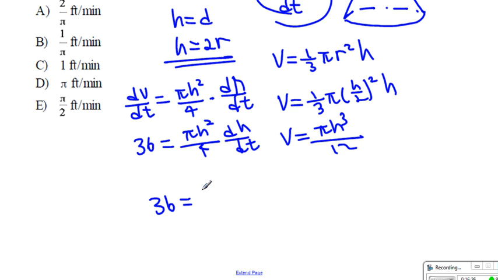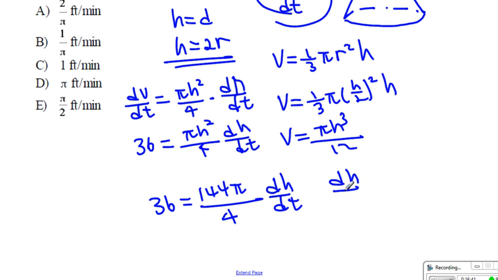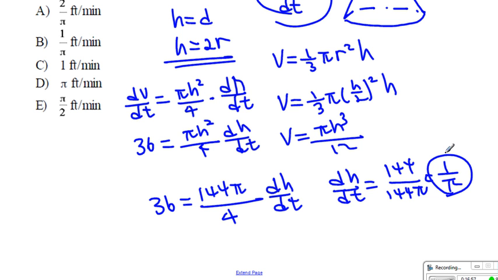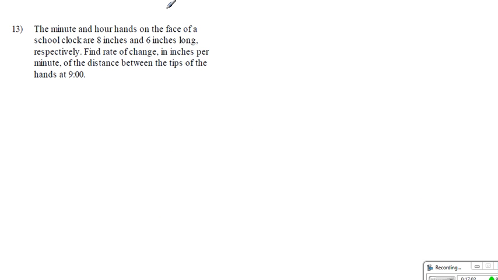So this becomes 36 is equal to 144 pi over 4 times dh/dt. Then we realize that dh/dt equals 4 times 36, which is 144, over 144 pi, which is equal to 1 over pi simply. So 1 over pi becomes choice B. Now, number 13.